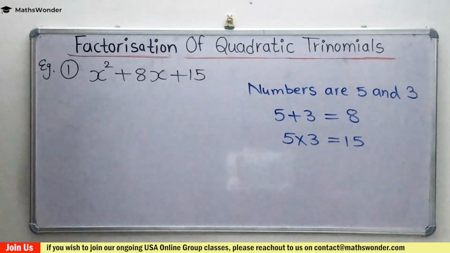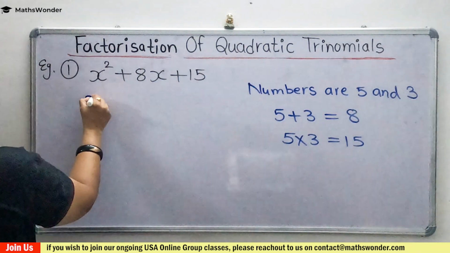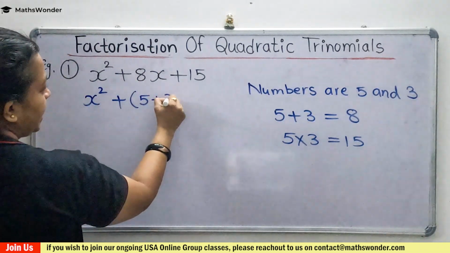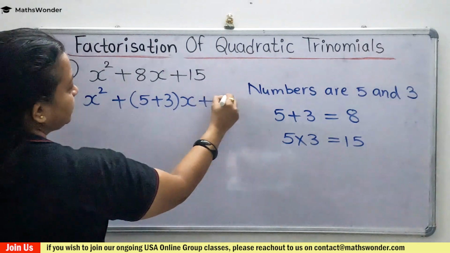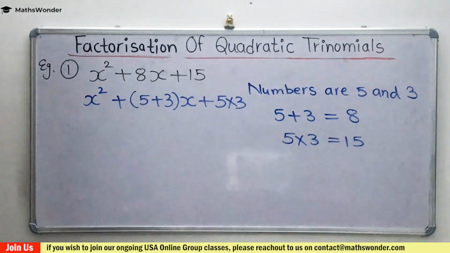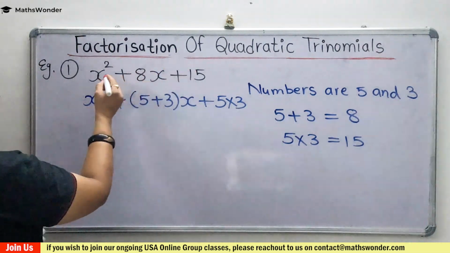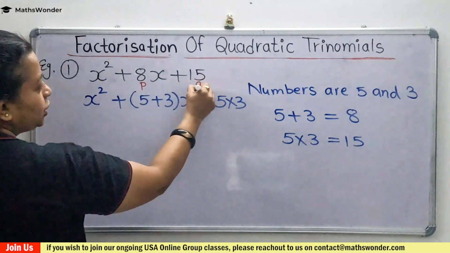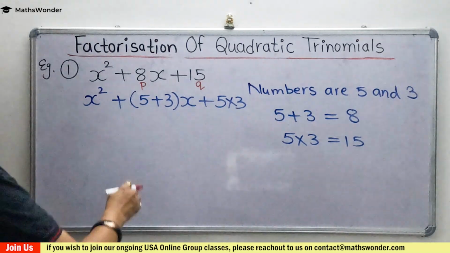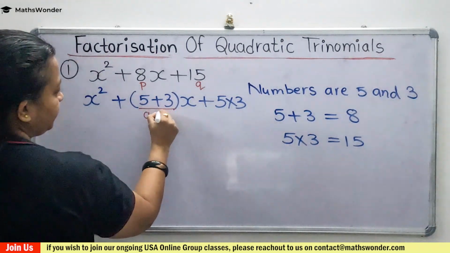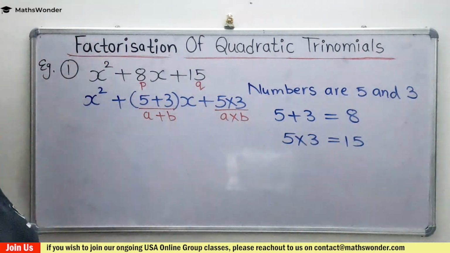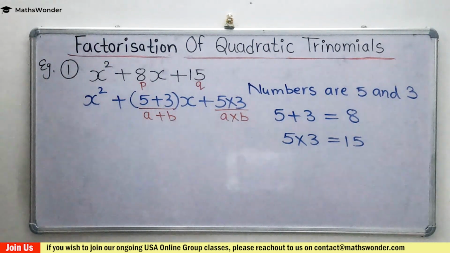Yes. So now we will write it. x square is x square, and 8 you will break down into 5 plus 3 as you know it, right? Plus 5 times 3. Why? Now you can see it here. This is the format: this is your p, this is your q, as I explained in the previous section. So here is your a plus b. Here is your a times b.